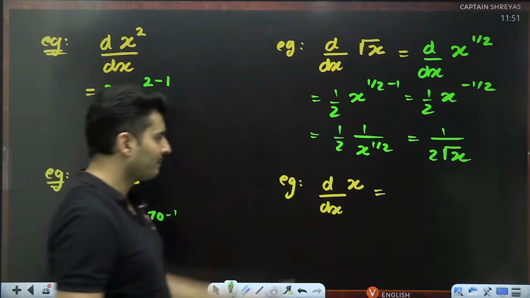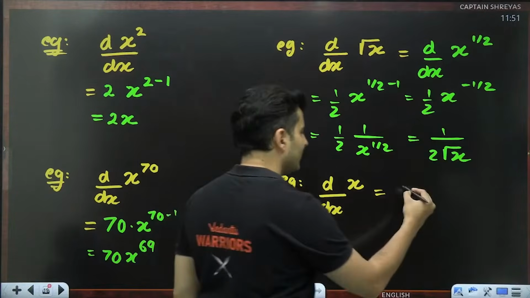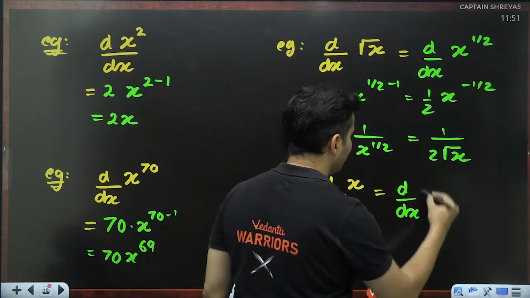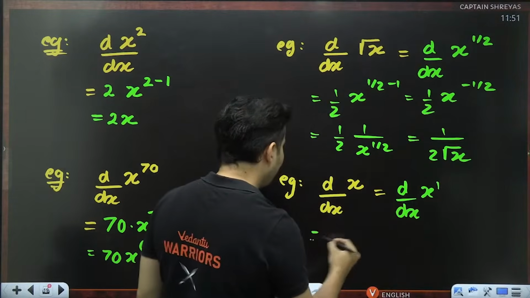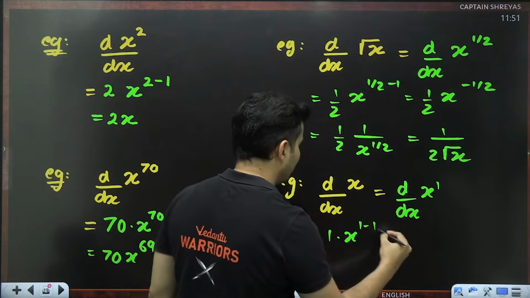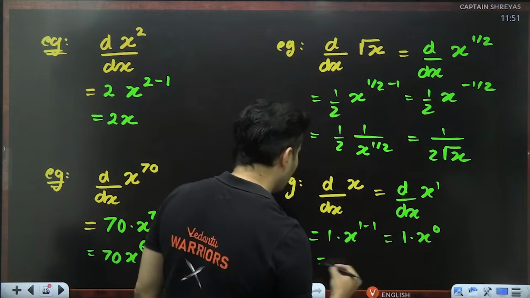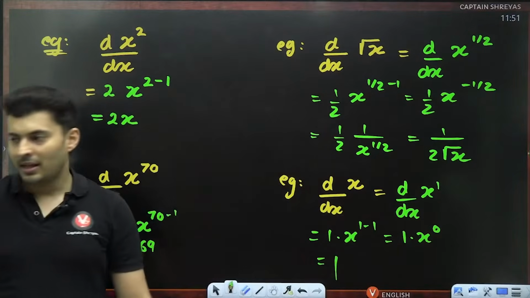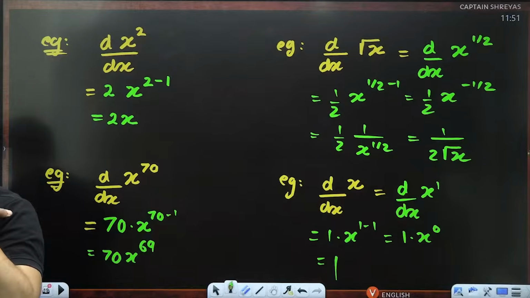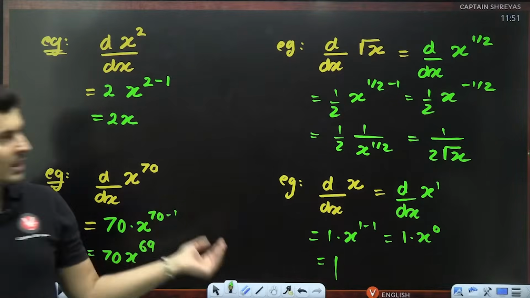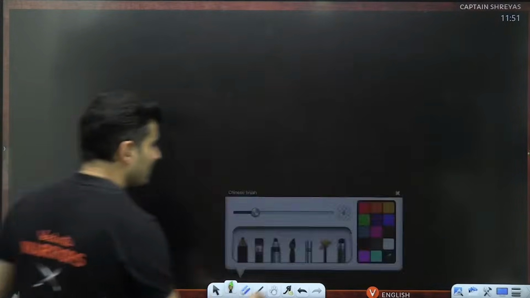What about the last one? This is the same as saying derivative of x raised to 1. So that 1 will come outside into x raised to 1 minus 1, which is basically 1 into x raised to 0. X raised to 0 is also 1. So the answer is 1. Got it? Everyone? Let's proceed to the next few problems coming up on your screen.